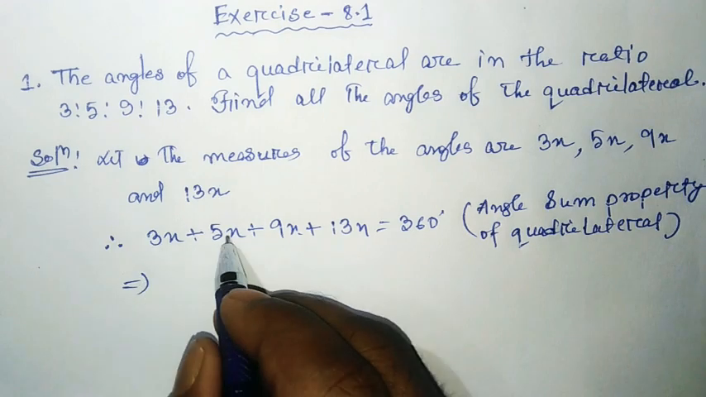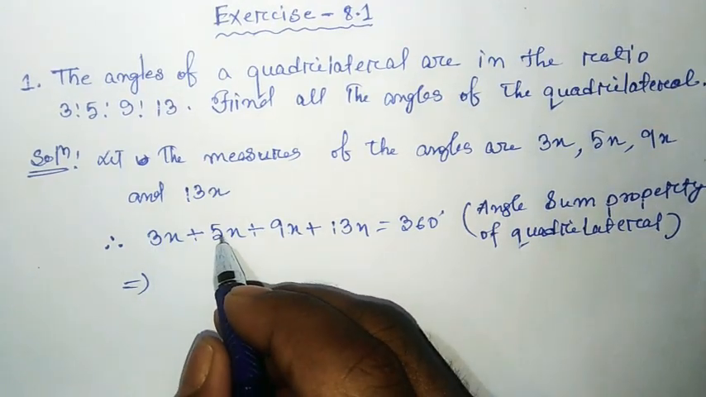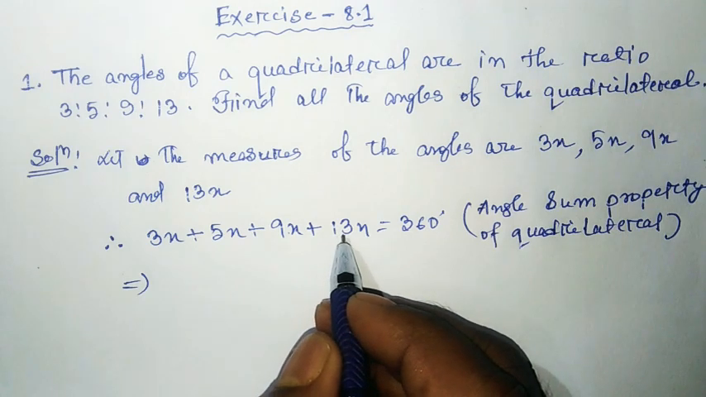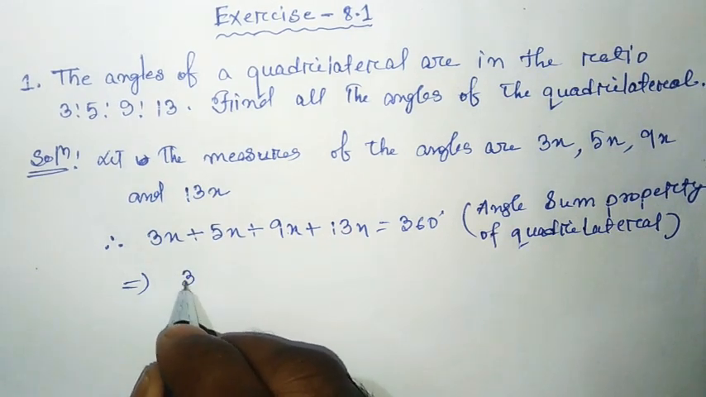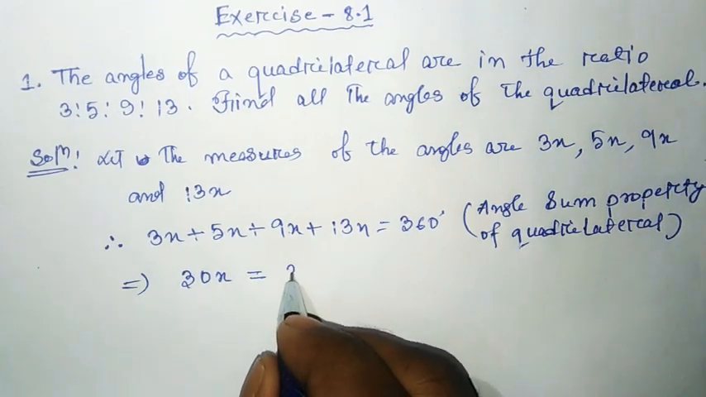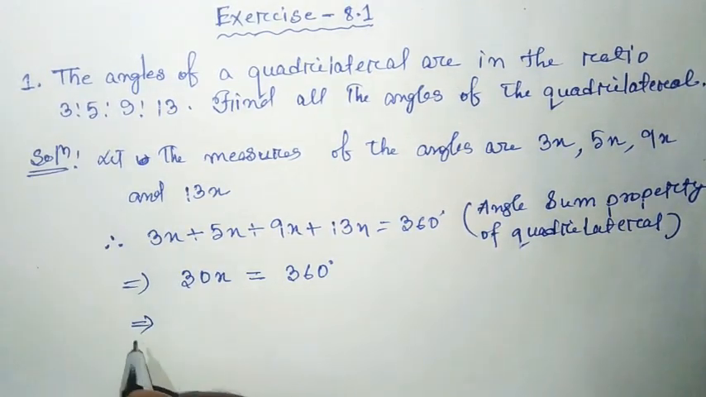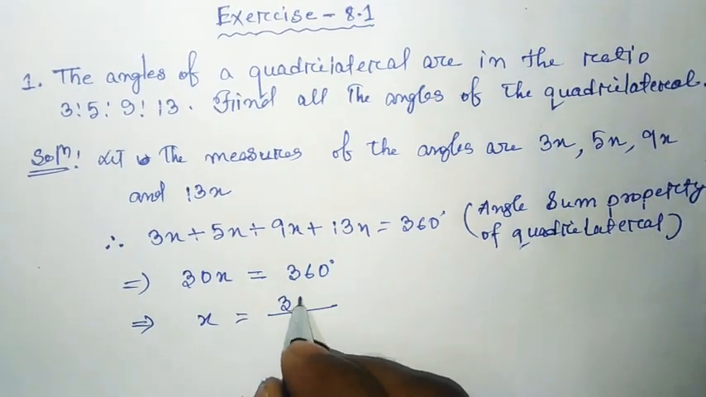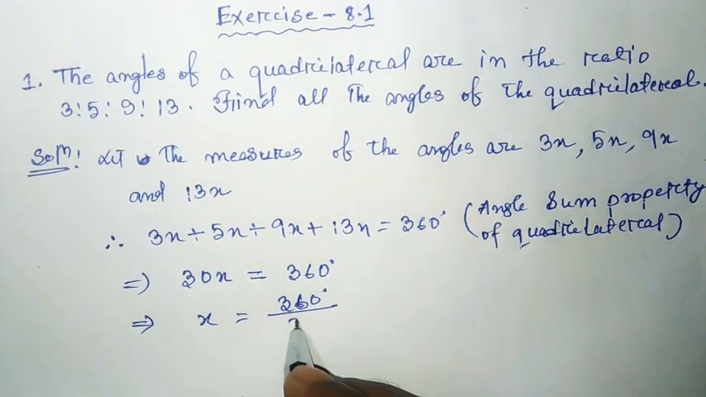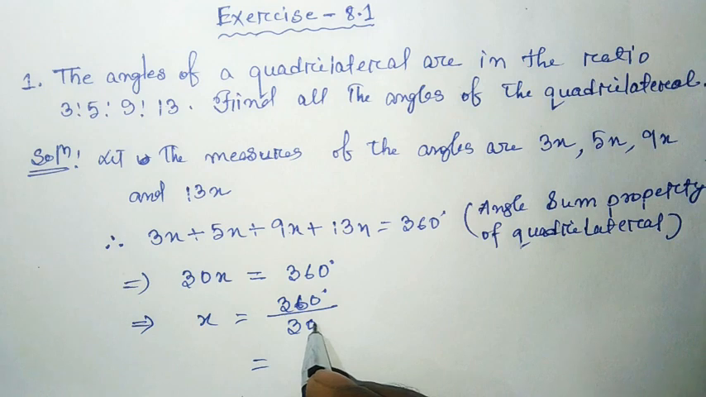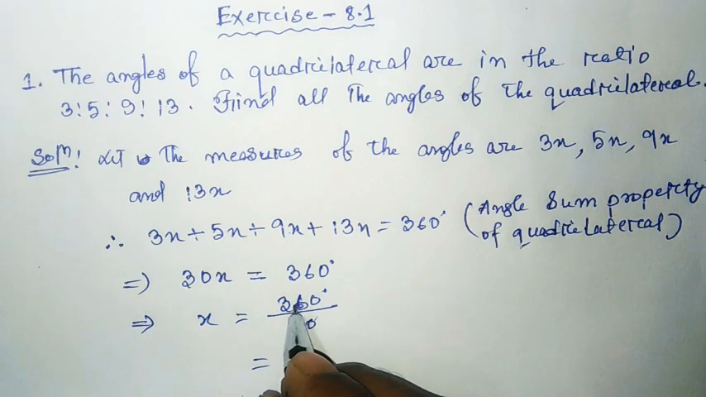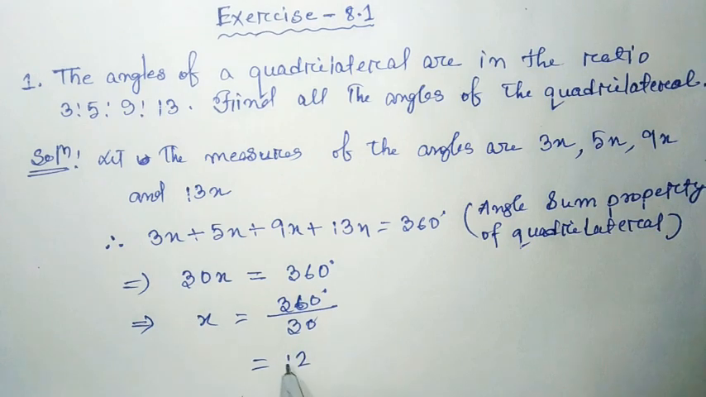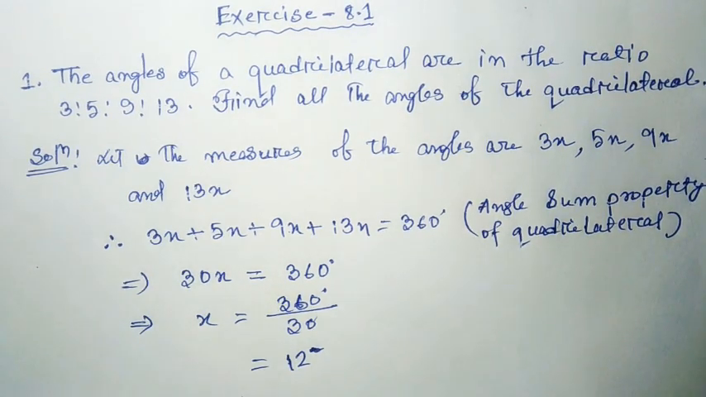So how many x are there? 3x, 5x, 9x and 13x. 3x and 5x, 8x; 8x and 9x, 17x; 17x and 13x, 30x. 30x will be equal to 360 degrees. Here we need the value of x. x is equal to 360 by 30. So the zeros cancel, 3 divides 36 twelve times. That means the value of x is 12. It is not the angle. The value of x is 12.